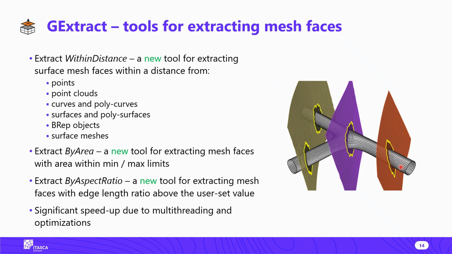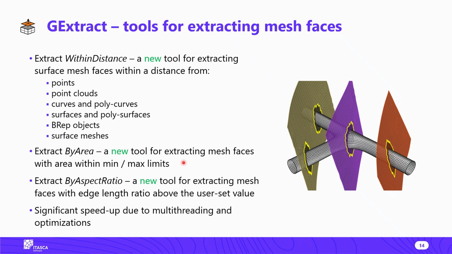Here's an example that illustrates how faces are extracted from these target meshes within a specific distance from this source mesh. We also added two tools to extract by area and by aspect ratio. By area extracts faces that fall within minimum and maximum limits of area specified by the user, and by aspect ratio extracts mesh faces with an edge length ratio above the user-set value. These two functionalities are somewhat similar to what Rhino offers for meshes. However, they are more robust and they work on multiple meshes. So they just provide a bit more powerful functionality.